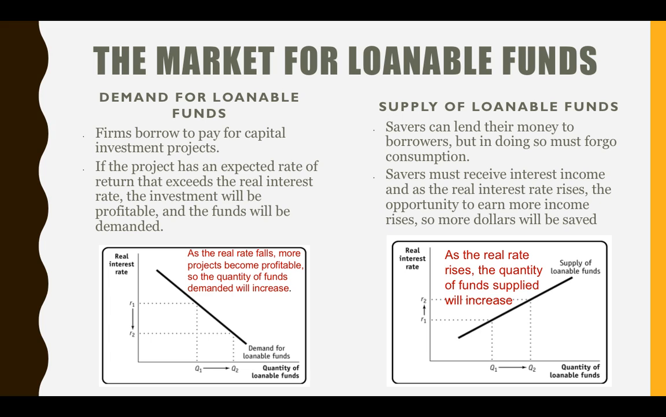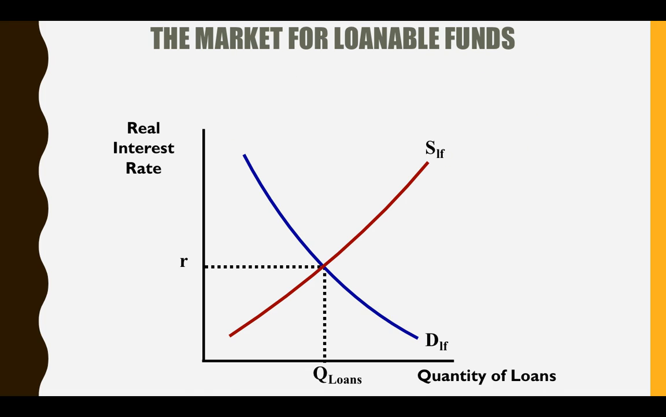And so you can see as the real interest rate rises, the quantity of loanable funds will increase. At higher real interest rates, more people are willing to save their money. All right, so here is the market for loanable funds. You have the real interest rate, the quantity of loans, the upward sloping supply curve, and the downward sloping demand curve.